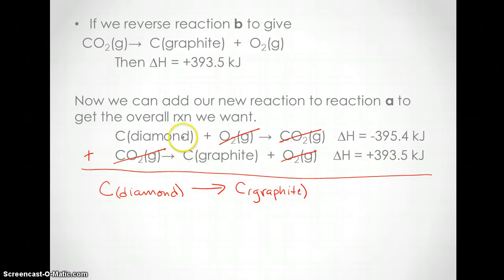Now, when we add the reactions together, we can add the delta H's together. So our overall delta H for this reaction ends up being negative 1.9 kilojoules. So we were able to figure out the heat for a reaction that we couldn't measure directly, using reactions that we did know the heat of and combining them together. That's Hess's law.